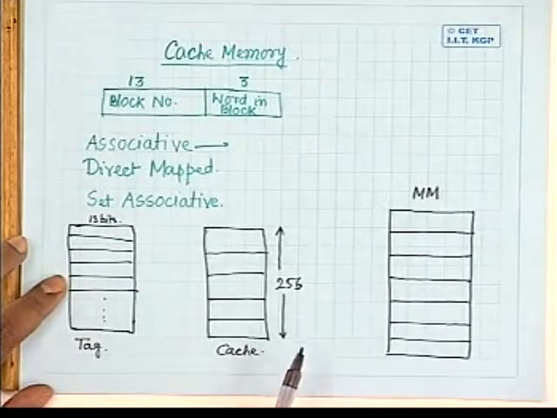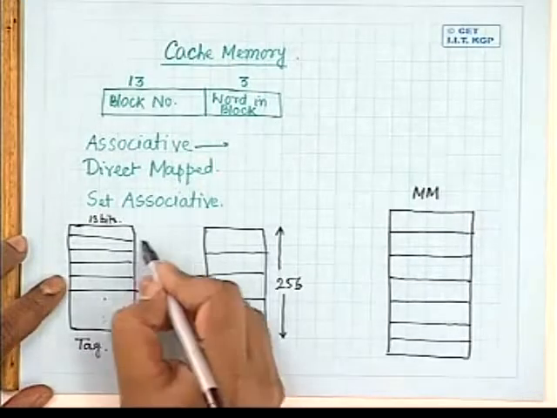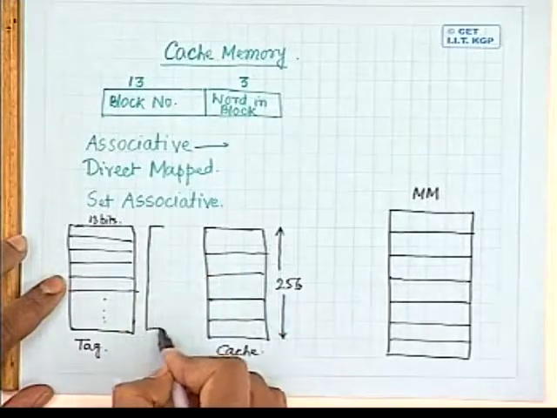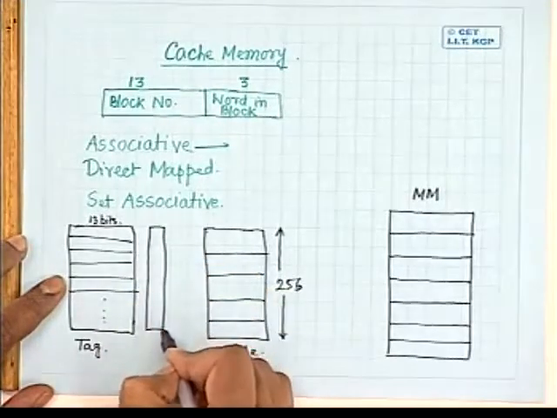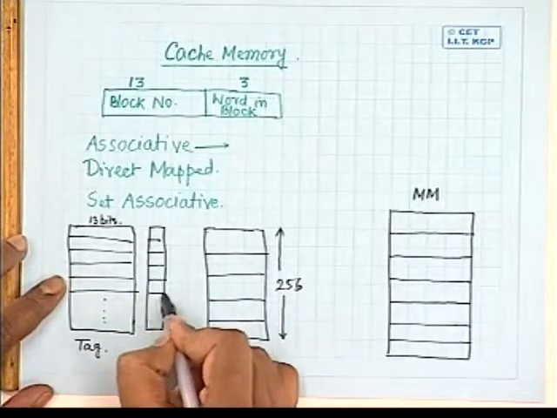As we have seen in the case of paged memory management, corresponding to every entry in the page map table I have to have a valid invalid bit. Similarly, in this case also, for every tag location I also have a valid invalid bit, which indicates whether the corresponding cache entry is valid or invalid.